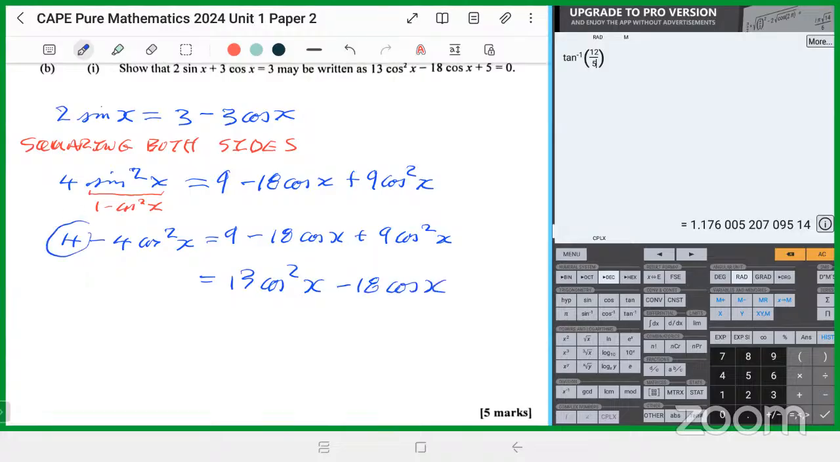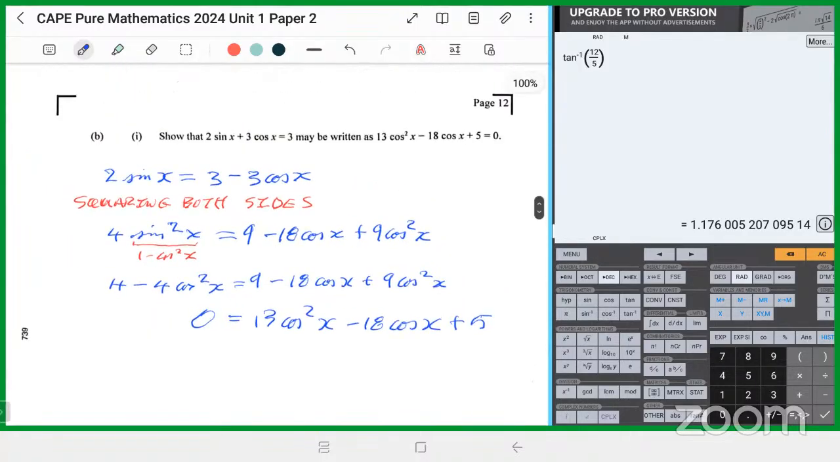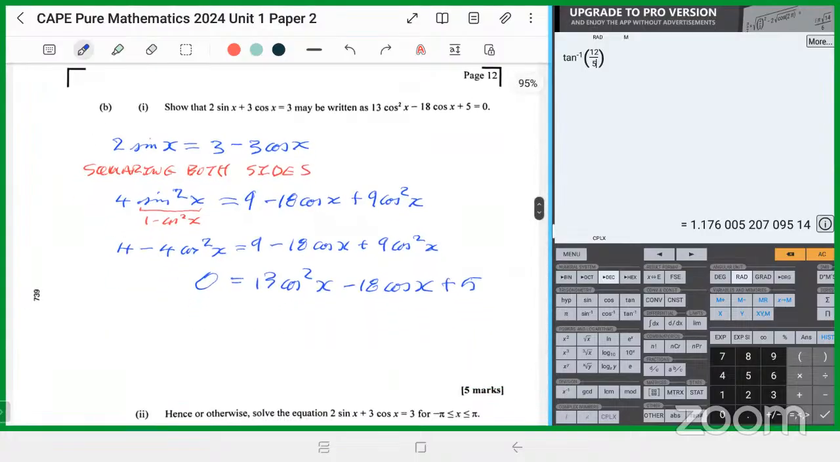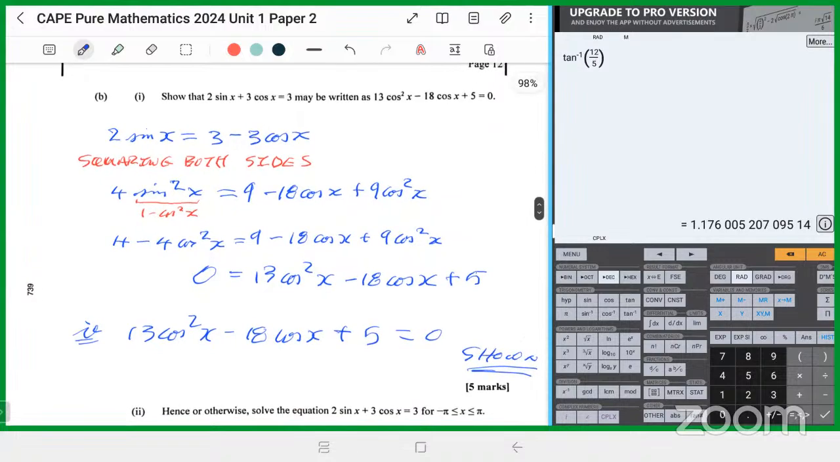And then this 4 comes over and subtract from that 9 and give me 5. Plus 5, that is with a 0. All we have done is place the 0 over onto this side. It is the very same expression, and so I can put this thing equal to 0. So I can just write back, that is 13 cos squared x minus 18 cos x plus 5 is equal to 0. And that is shown. Alright, that was done. Nice question.